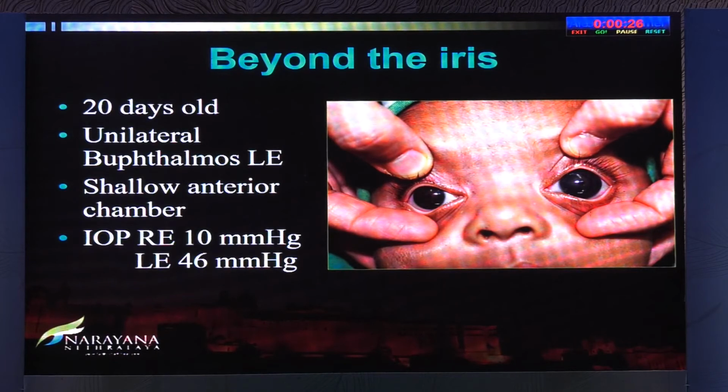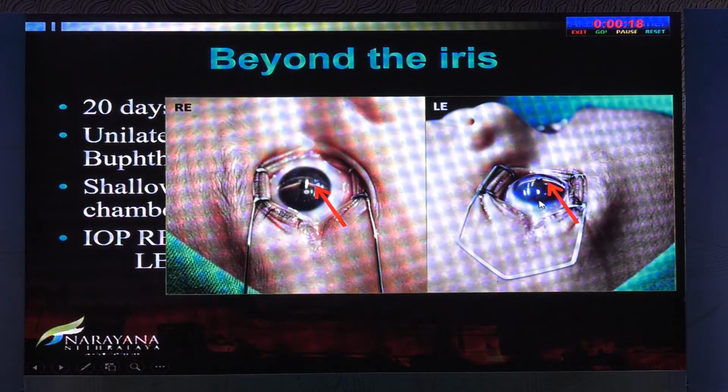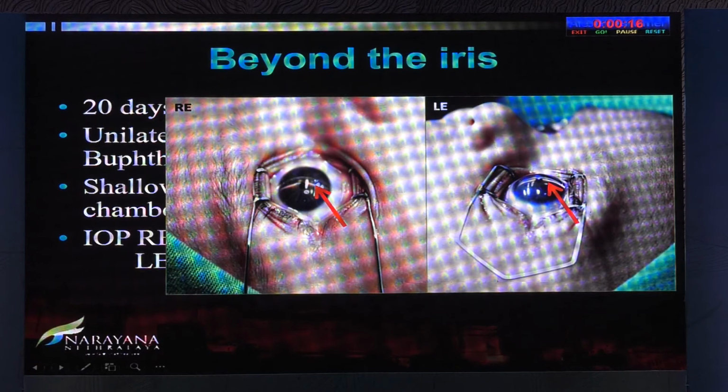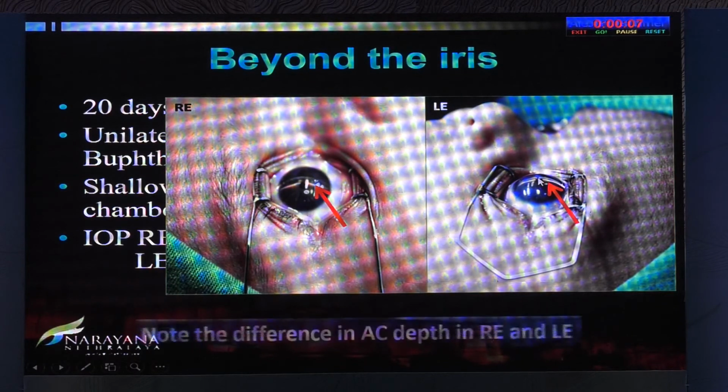This is another child where we could use UBM very interestingly. You can see one eye is buphthalmic, that is the left eye. The pressures in the left eye were very high, and there was a very shallow anterior chamber. This is the handheld slit lamp picture from the outside with the phone camera. And you could see that the right eye was fine, but the left eye had almost a shallow AC.